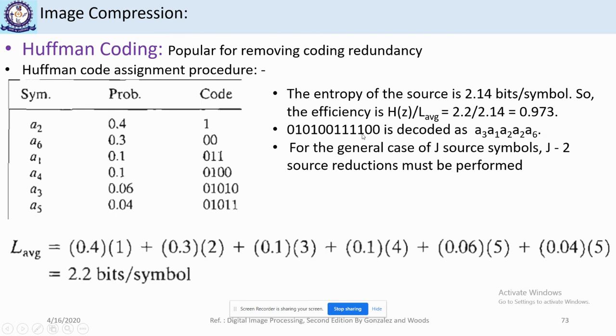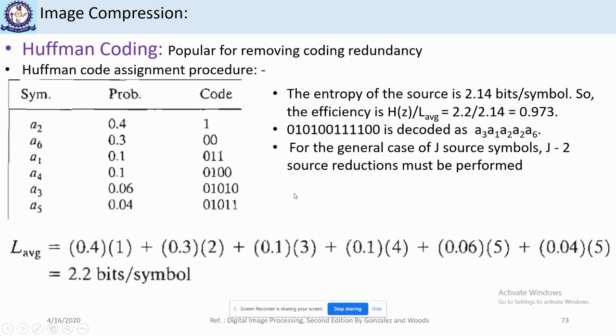Then again we have 1, and corresponding to 1 we have A2. And then we have 0, but there is no symbol for a single 0 here. Corresponding to 0 0 we have the symbol A6. So the last is A6. This is how we can decode the symbols from Huffman coding.